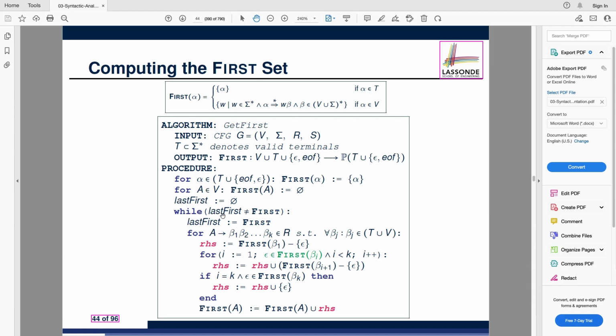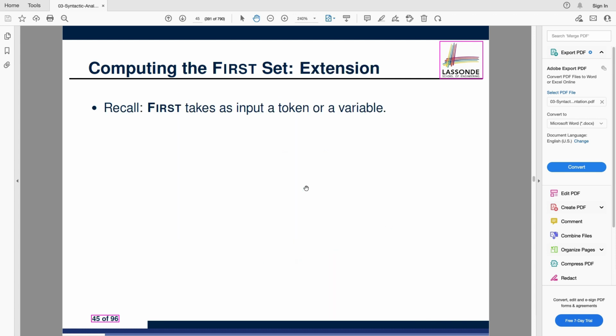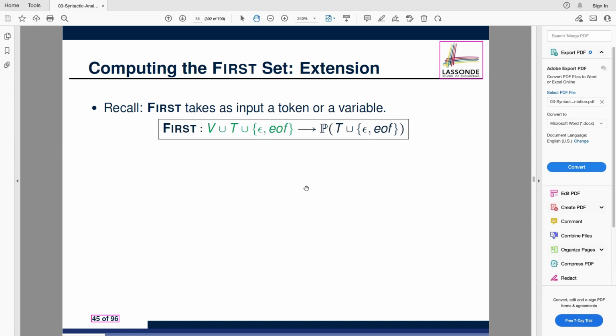Okay, so we talked about this algorithm last time about calculating the first set. This is the abstract definition, and that's the algorithmic specification. We also did the detailed tracing together. And today, before we actually talk about the need for another set called a follow set, we want to do a little bit of extension about the first set, which is kind of implicit already in the algorithm. If you recall from the algorithm, the input over there is simply a single variable or a single terminal.